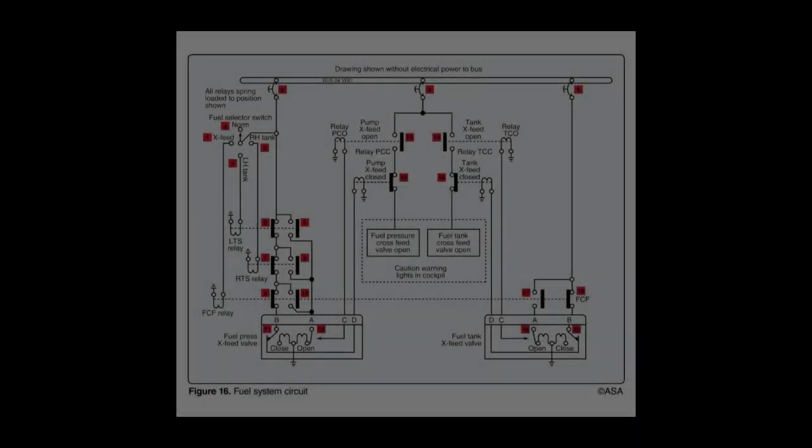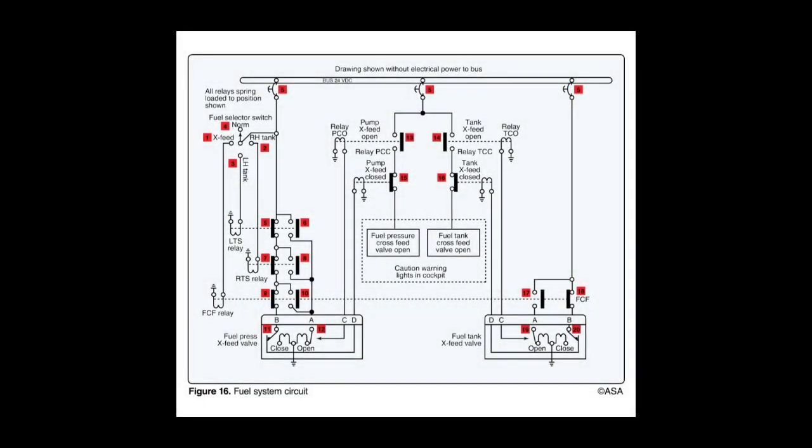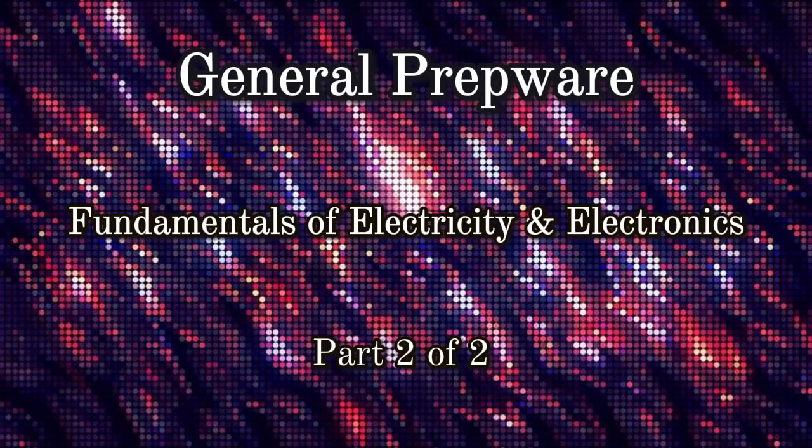Refer to Figure 16. What will be the effect if the PCO relay fails to operate when the left-hand tank is selected? The fuel pressure crossfeed valve open light will not illuminate. What will a voltmeter read if properly connected across a closed switch in a circuit with electrical power on? 0 voltage.